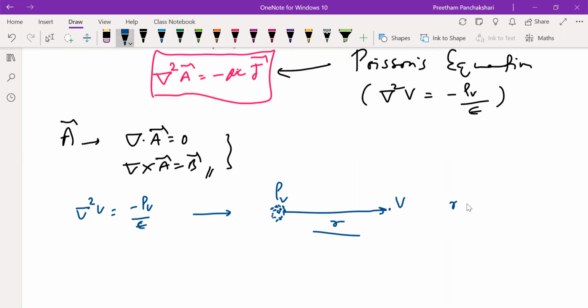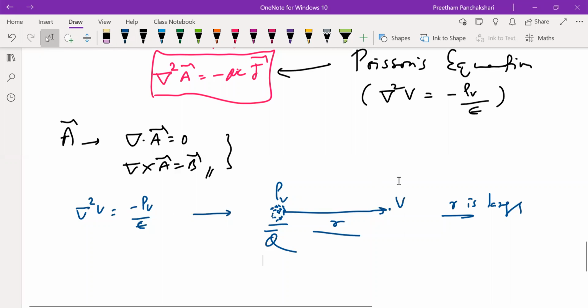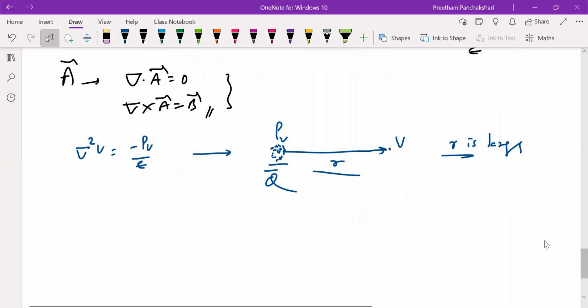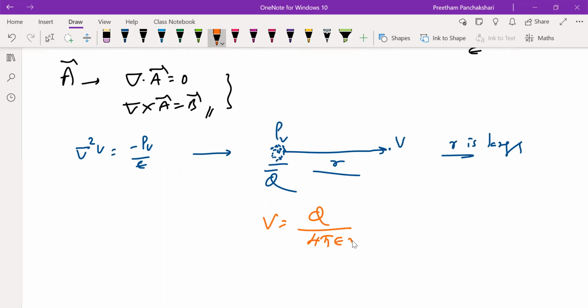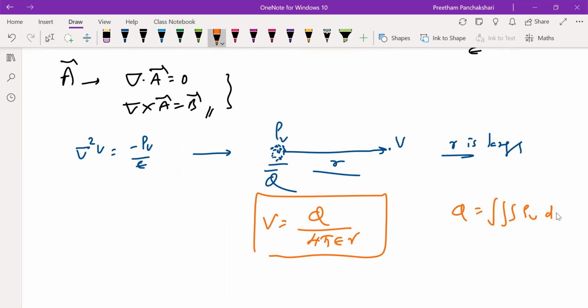And if r is large compared to the volume of this charge, then this can be assumed as a point charge. We know that any volume charge distribution can be assumed as a point charge if the distance of measurement is very large compared to its size. So therefore, we have a relation V is equal to Q by 4 pi epsilon r. This is the relation between electric potential and the charge producing it. Here, Q is the volume charge distribution, which is present at a very large distance.